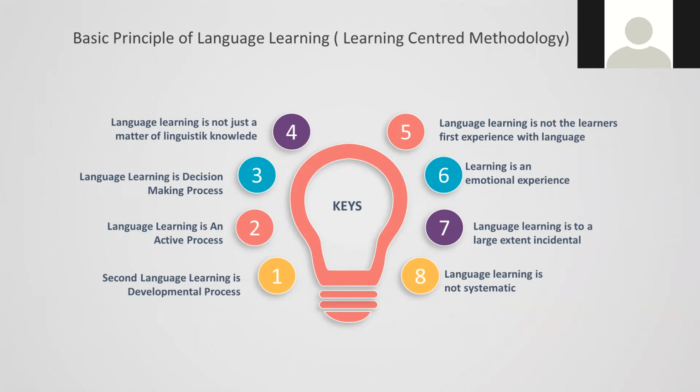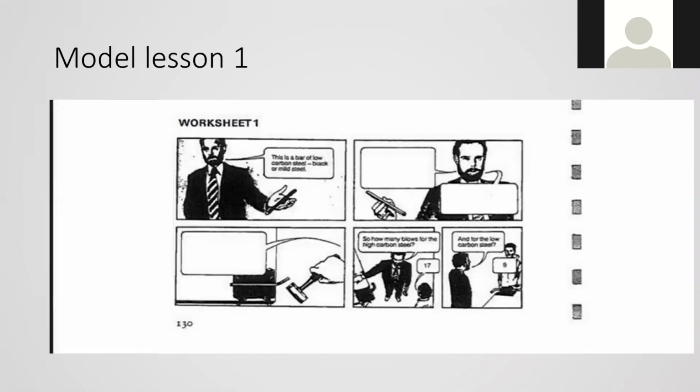Okay, the last point is that language learning is not systematic. Why? Because learning is not something that can be arranged systematically. However, learning must start with the internal movement of the system from oneself. So I think that's all the explanation about my material. The next material will be delivered by my partner. Thank you.